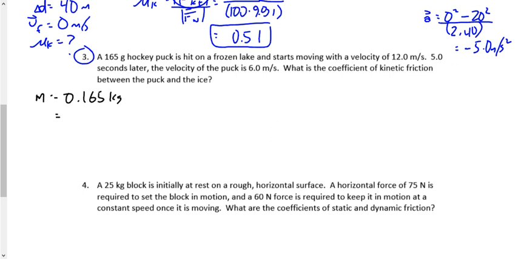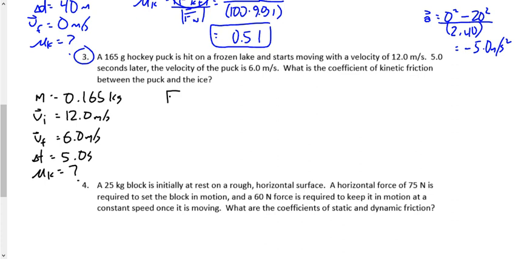Now we get a velocity here of 12 meters per second, and we have another velocity here of 6 meters per second. What's the first one? 12 meters per second. Is that VI or VF? VI, good. And VF is going to be 6 meters per second. We've got a time interval here of 5 seconds. And we're looking for the coefficient of kinetic friction.